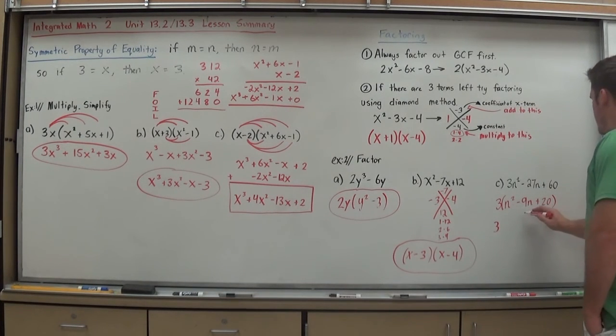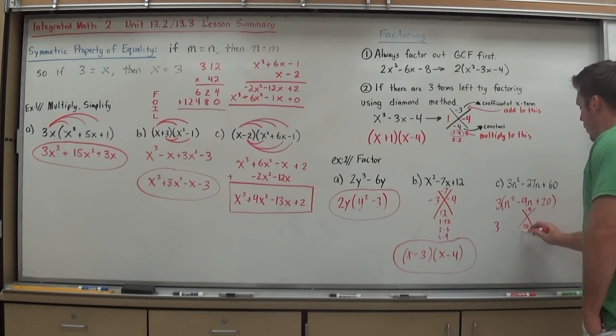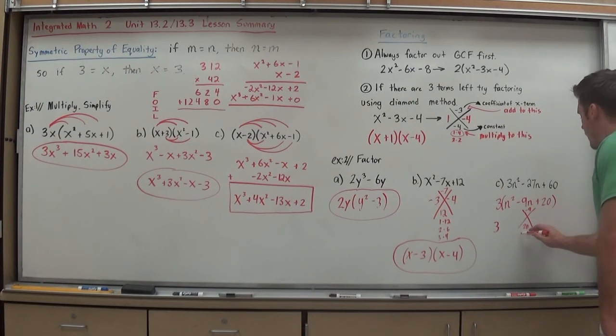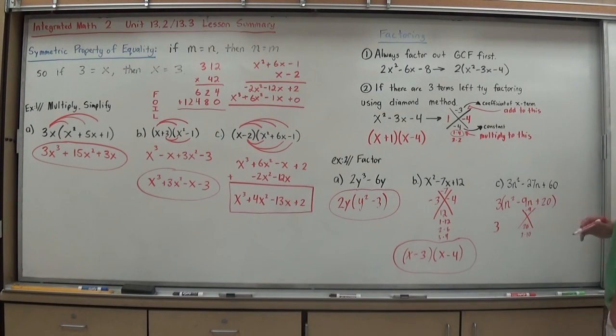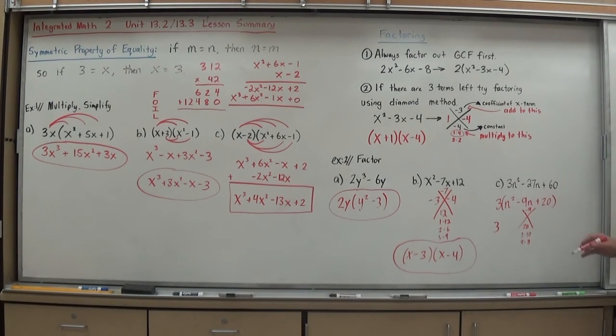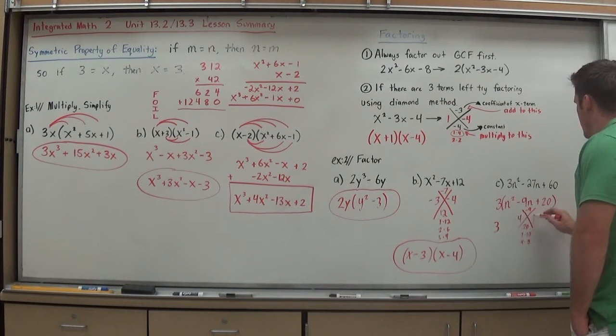So I need to do my diamond. My diamond this time is 20 and negative 9. So I'm going to list multiples of 20. 1 and 20, but I can tell already that's not going to add a 9 or subtract a 9, so I'm skipping that one. 2 and 10. 2 plus 10 is 12. Nope. 2 and 10 subtracted is 8, close but no cigar. 4 and 5 multiplies to 20. 4 plus 5 is 9, that's the one.